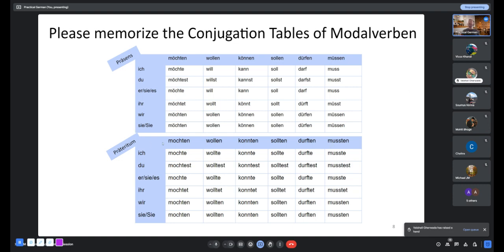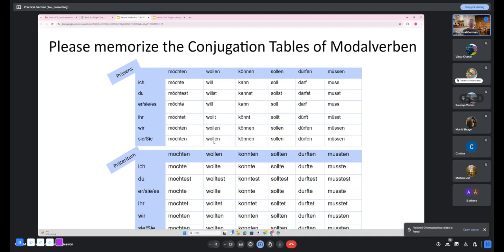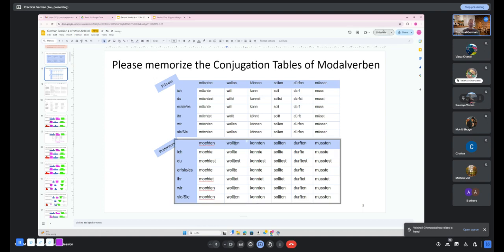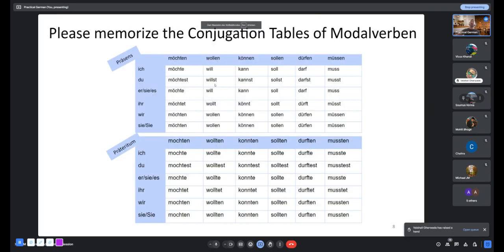Now, if I want to find, I know in the present it is möchten, in Präteritum it becomes mochten. How do I find this out? Okay, there is a mistake over here. Let me correct it right away. If you find any mistakes, guys, please correct me. Sometimes I forget. So it's wollten and not wollen. Now, möchten becomes mochten. Wollen becomes wollten. Können becomes konnten. Sollen becomes sollten. Dürfen becomes durften. Müssen becomes mussten.